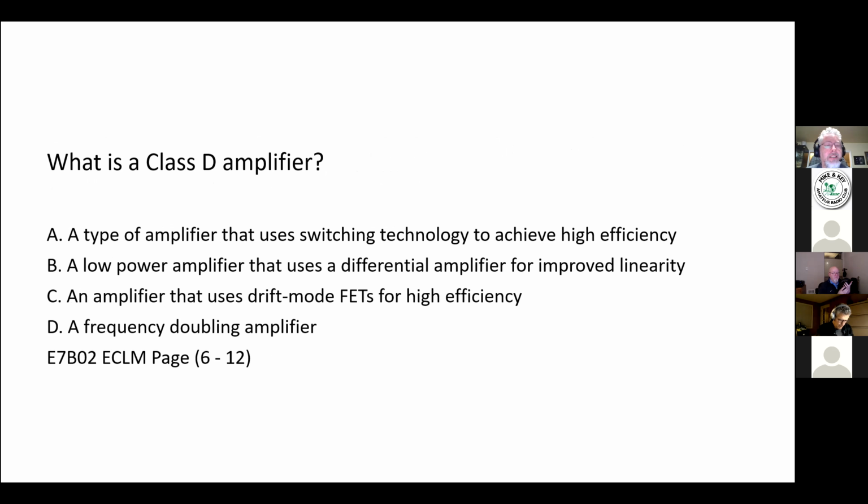What is a Class D amplifier? A, a type of amplifier that uses switching technology to achieve high efficiency. B, a low power amplifier that uses a differential amplifier for improved linearity. C, an amplifier that uses drift mode FETs for high efficiency. Or D, a frequency doubling amplifier? Alpha is correct. A type of amplifier that uses switching technology to achieve high efficiency.